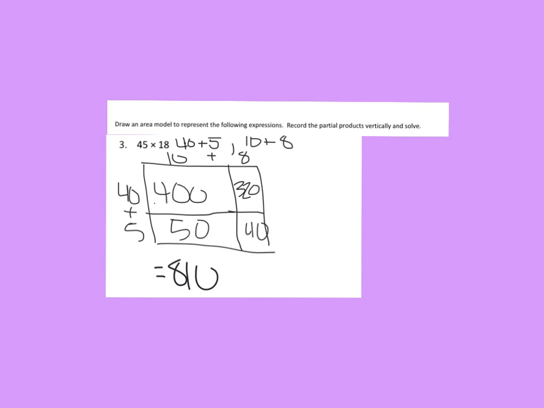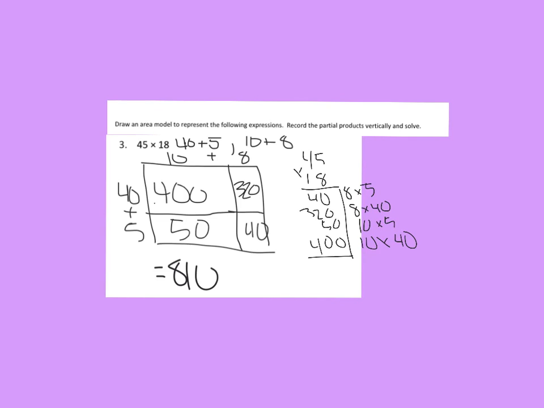Now we're going to solve using partial products. So we're going to do 45 times 18. So we have 8 times 5. Then we have 8 times 40. Then 10 times 5, and 10 times 40. Those answers, then just add them all up and we get 4, 5, 6, 7, 8, 9, 10, 11, and 8. And we get 810.